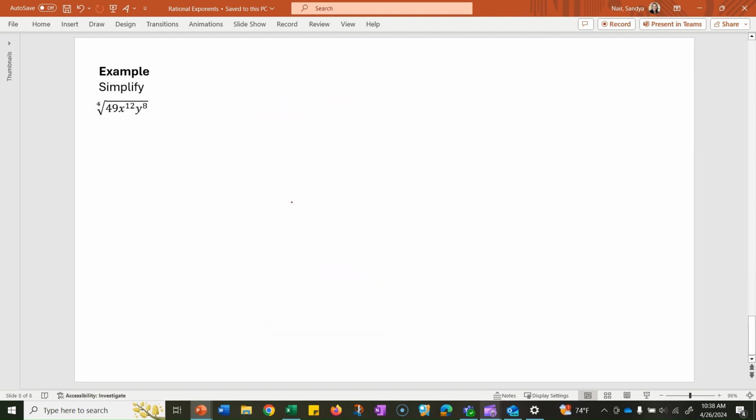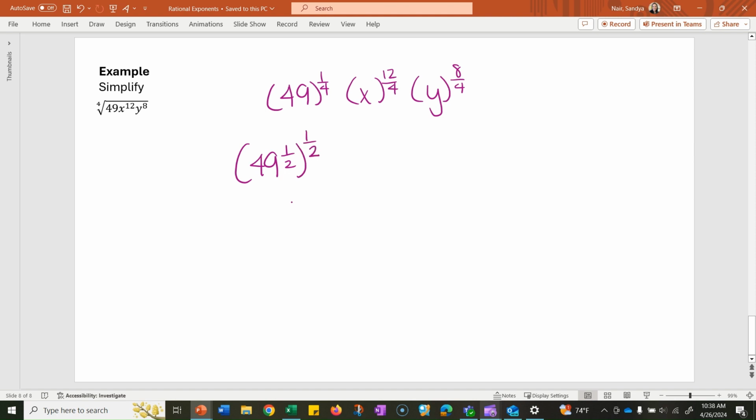Let's now try simplifying the fourth root of 49x to the 12th, y to the 8th. We can rewrite this as 49 to the 1/4 times x to the 12 over 4 times y to the 8 over 4. 49 to the 1/4 is not a power of 4 that we can factor out, but if you think about it, 49 is a perfect square. So we can actually rewrite this as 49 to the 1/2 raised to the 1/2 power, because the power of a power property tells us that we multiply these exponents, and 1/2 times 1/2 is equal to 1/4. 49 to the 1/2 is basically just the square root of 49. The square root of 49 is 7, so we can turn this into 7 to the 1/2 power, which is just the square root of 7.